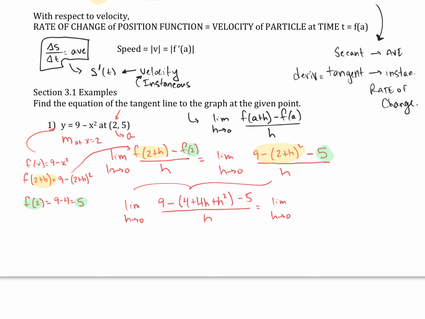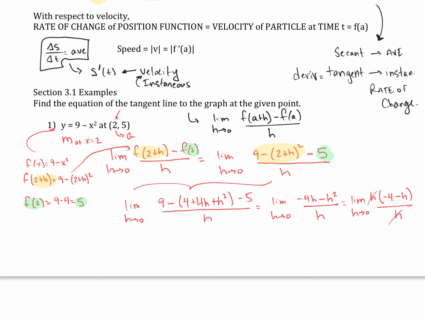And when I clean all this up, I'm going to save you the little extra steps in between. I will get negative 4h minus h squared all over h. So over here, I could say the limit as h goes to 0, and I'm going to take out an h. And I'll get negative 4 minus h all over h, right? And these reduce out.